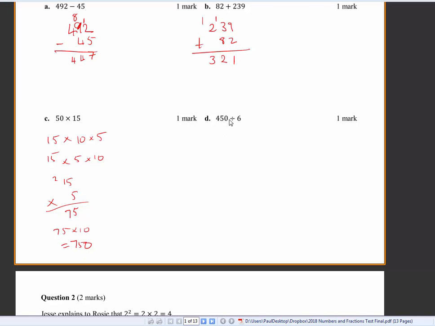Alright, this one here involved seeing how many times 6 goes into 450, so we're going 6 into 450. Let's go 6 into 4, which doesn't, 6 into 45, which does. 6 8s are 48, 6 7s are 42, 3 left over, 6 goes into 30 5 times, so the answer is 75.